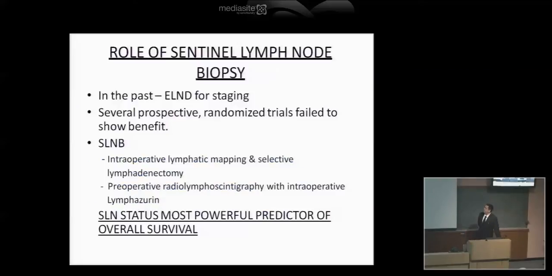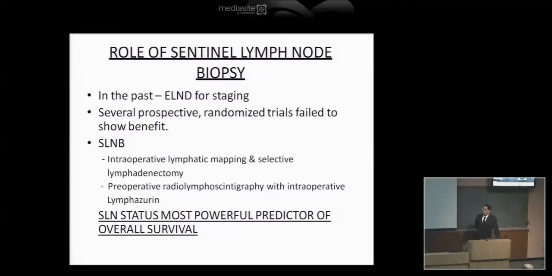One of the more controversial topics in melanoma surgery is the role of sentinel lymph node biopsy. There are surgeons, even to date, who do not believe in doing it. In the past, every patient used to just get an elective lymph node dissection for staging. There were several trials which failed to show benefit of the same. Sentinel lymph node biopsy was first introduced in the 1970s by a surgical resident for penile cancer and is now used for breast cancer and other cancers as well.